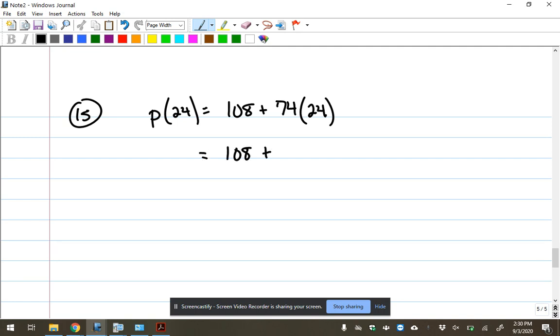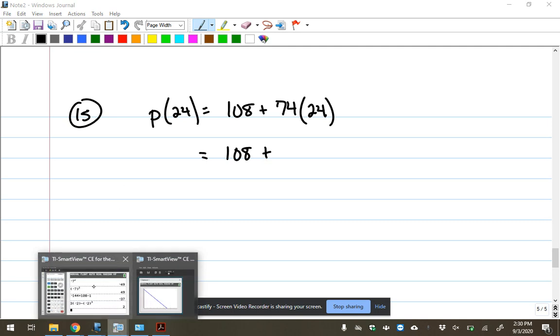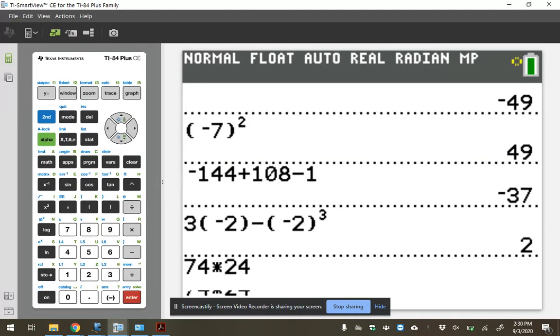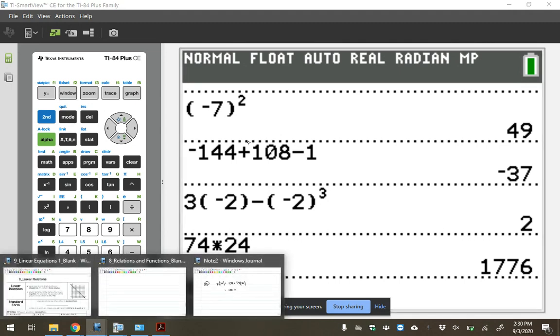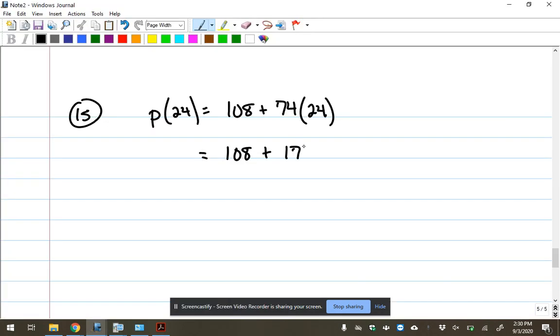74 times 24. 70 times 20 would be 1400, and 28, so it'd be 168. And then 4 times 24 would be 96. And add those together, or just do this. 74 times 24, it'd be 1776 already. And then add that together, 1884.